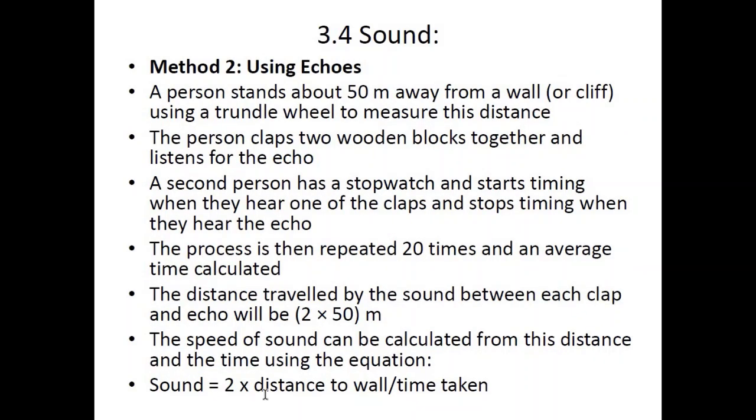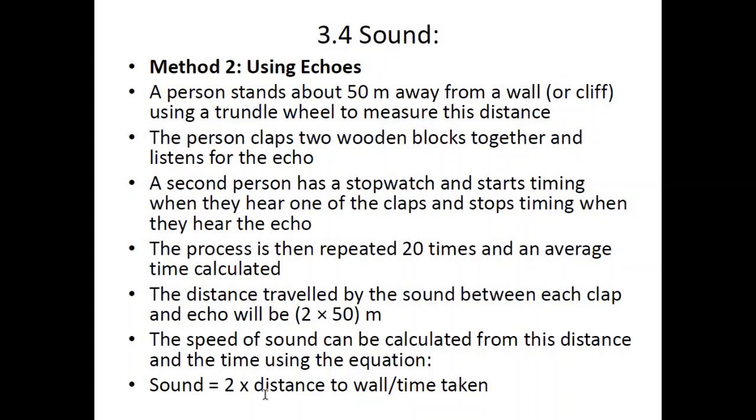Method 2, using echoes. A person stands about 50 meters away from a wall or a cliff, using a trundle wheel to measure this distance. The person claps two wooden blocks together and listens for the echo. A second person has a stopwatch and starts timing when they hear one of the claps and stops timing when they hear the echo. The process is then repeated 20 times and an average value is calculated.